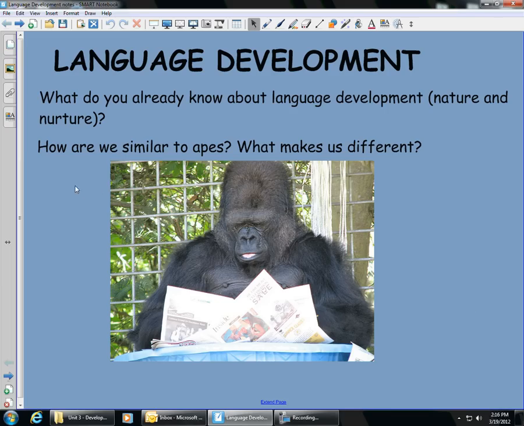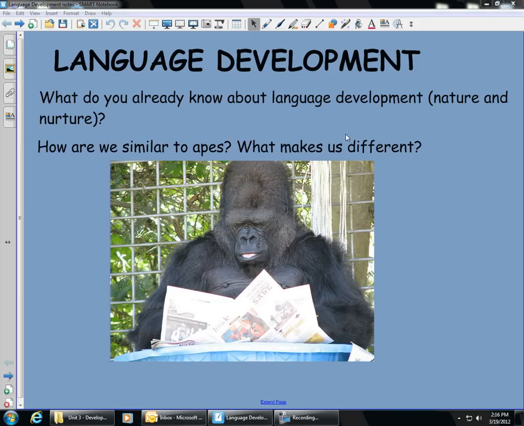So first question is, compared with what we talked about in the last unit in terms of nature and nurture, what do we already know about language development? If you're thinking about the question, one idea that might pop up, or maybe should pop up, is the idea that it's not nature or nurture, but it's nature and nurture.